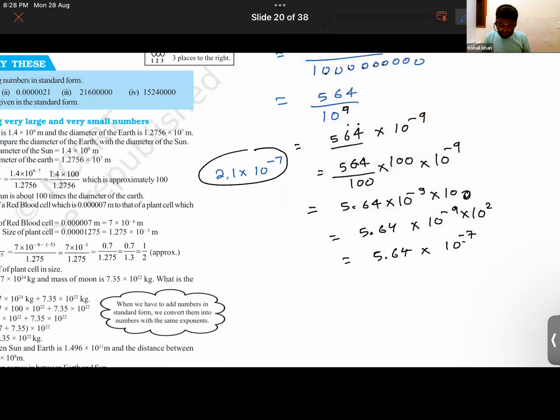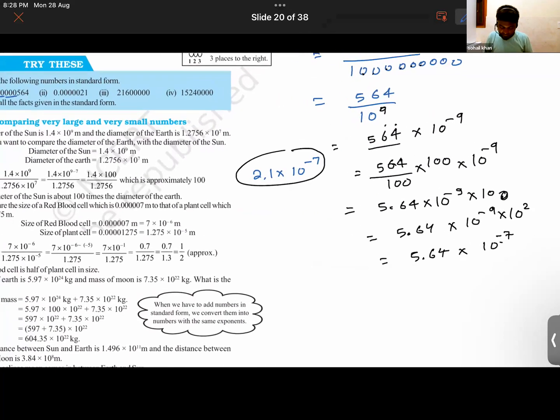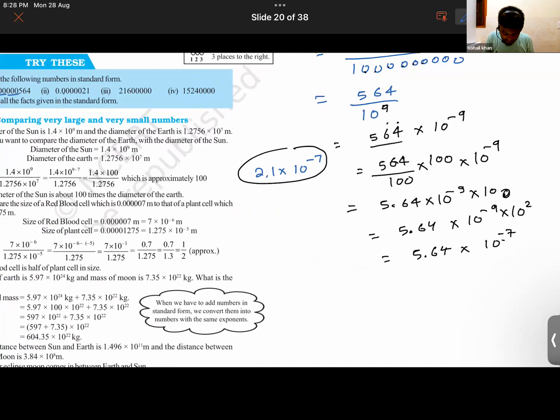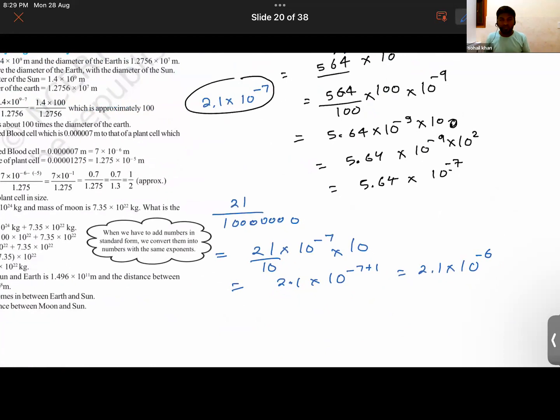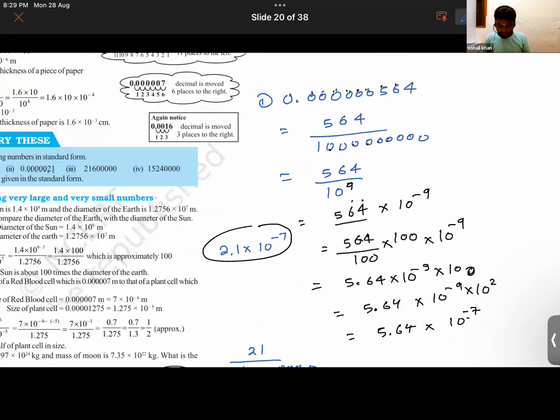Now let's solve the next one, which Arhan solved. There were how many zeros? 1, 2, 3, 4, 5, 6, 7 zeros, right? So it will be 21 upon 1 with 7 zeros. So 21 into 10 to the minus 7, divided by 10 and multiplied by 10. So it will be 2.1 into 10 raised to the power minus 7 plus 1. So 2.1 into 10 raised to the power minus 6. That would be the proper answer, sir. Getting it? Yes, sir.